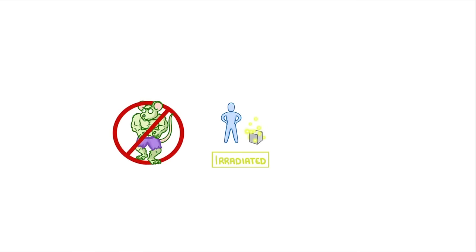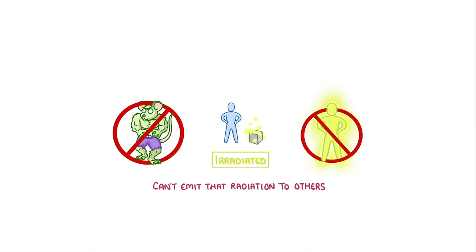One last thing we should mention is that being irradiated can't cause you to mutate into a mutant in any way, and can't make you radioactive. So if you've been exposed to lots of radiation, you can't then emit that radiation to others. It's only if you're carrying a radioactive source, and so being contaminated, that you could then harm others.